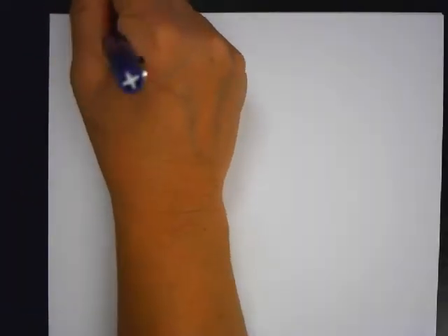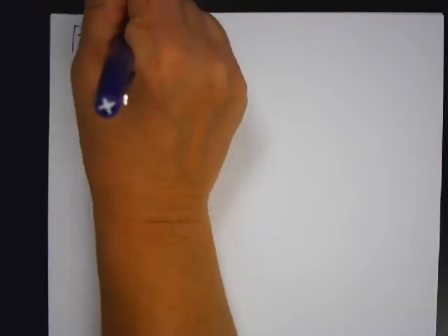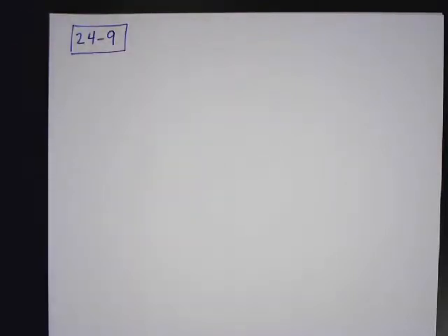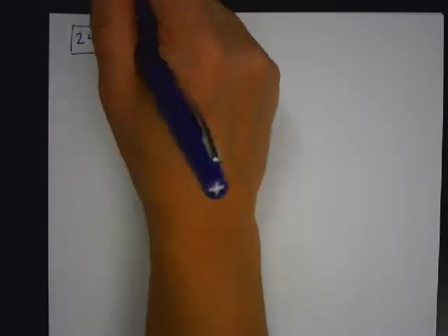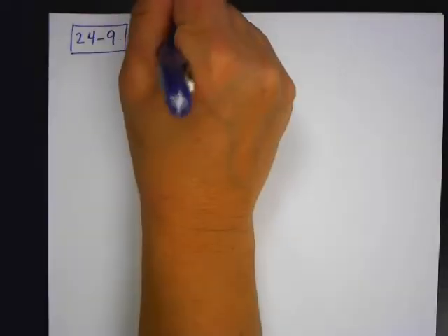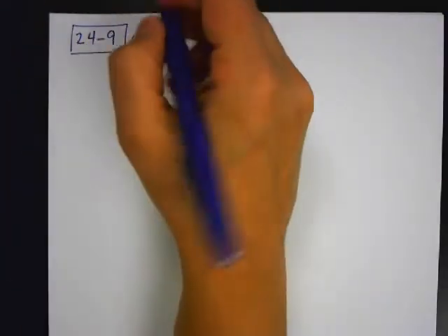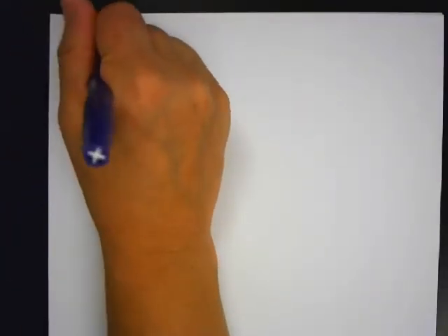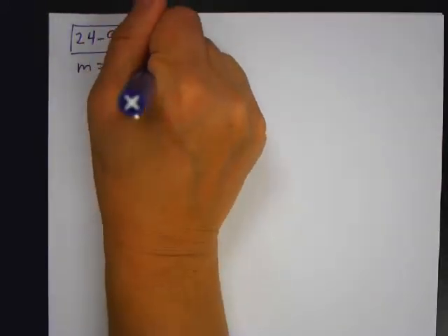Okay, we're going to look at 24-9, assignment 24, number 9. So it says a 2-kilogram mass. I'm going to write my given and find because that helps me when I'm doing the problem, so that I'm not hunting and searching around. So the mass is equal to 2 kilograms.